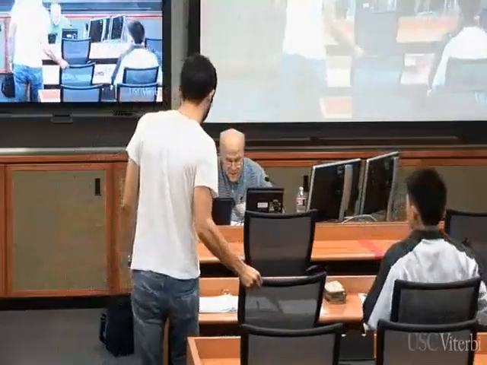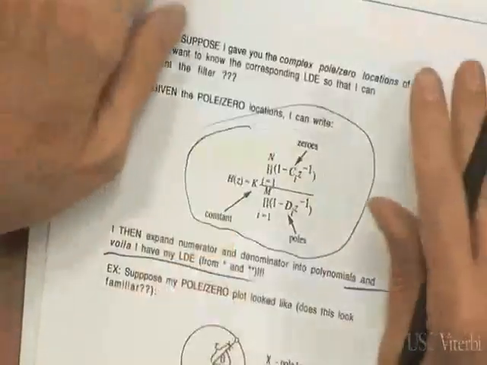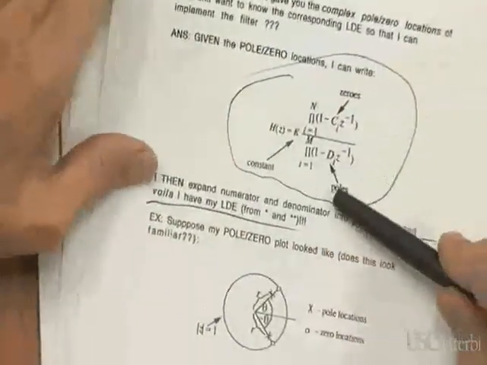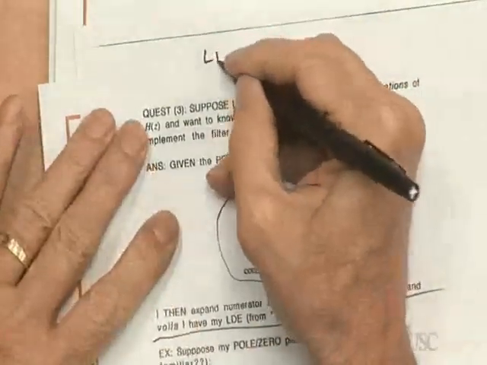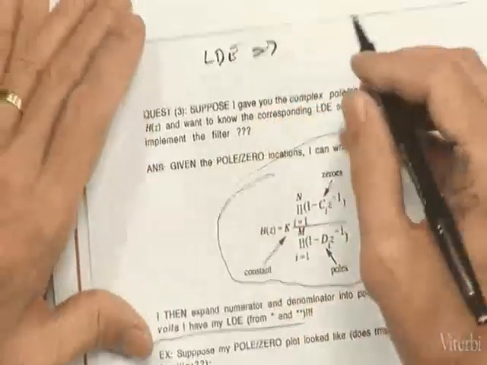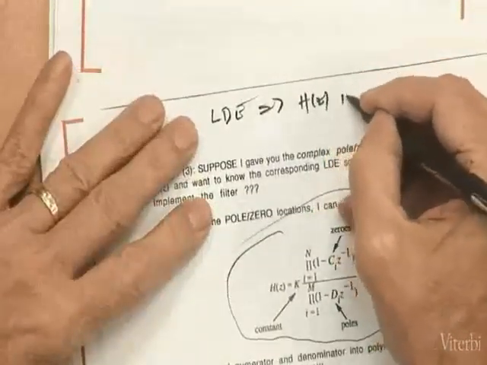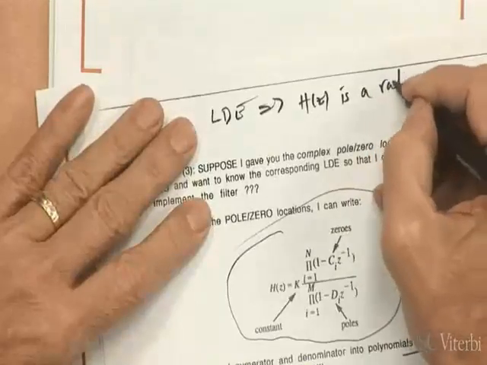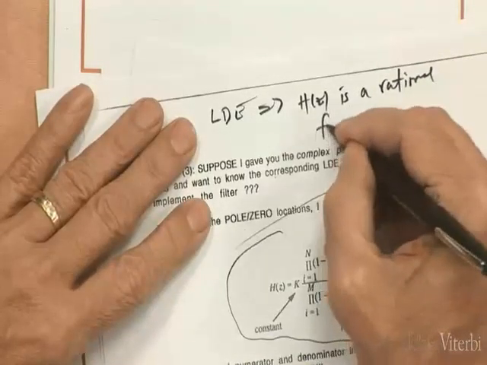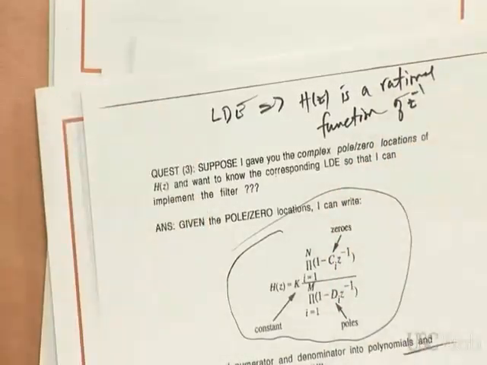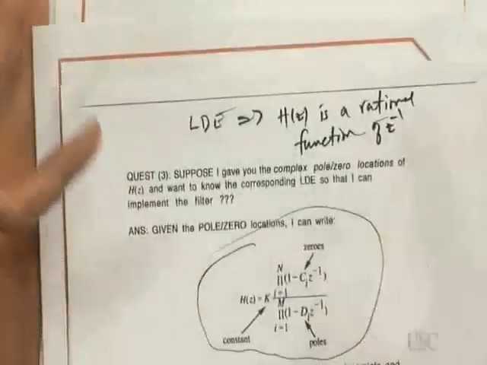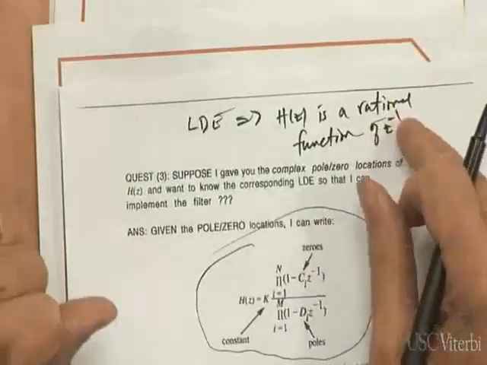Okay, I want to go through this example as it does pertain to the project. So here's what we know. We know that if we have a linear difference equation, then H of z is, let's call it, because that's what it is, a rational function of z or z inverse, depending on how you want to factor it. Okay, so we know that. So basically what that means is it's a ratio of polynomials in z inverse.